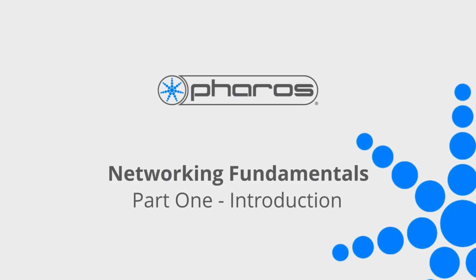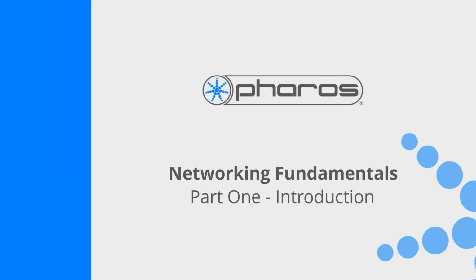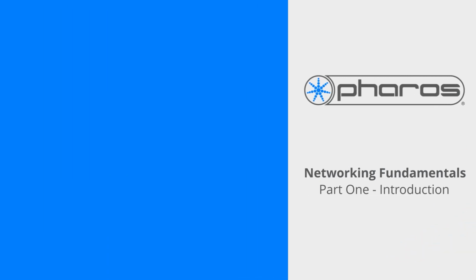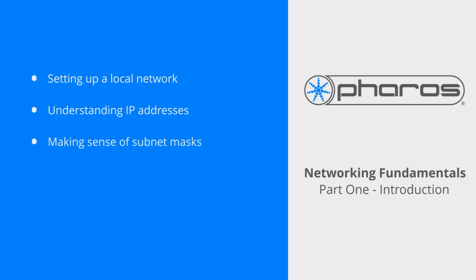Whether it's two devices communicating directly or a larger network involving many different components, local networks allow devices to communicate with one another. In this video, we'll cover the basic facts you need to know to set up a local network for use with Pharos controllers. We'll explain the fundamentals of IP addresses, subnet masks, default gateways, DNS, and DHCP.